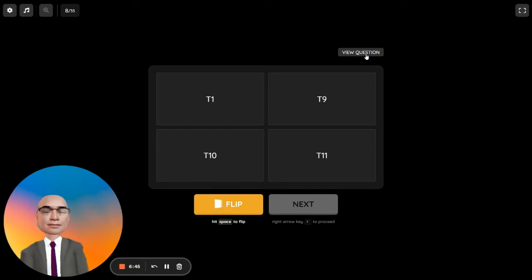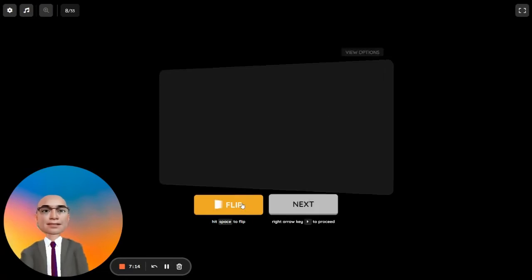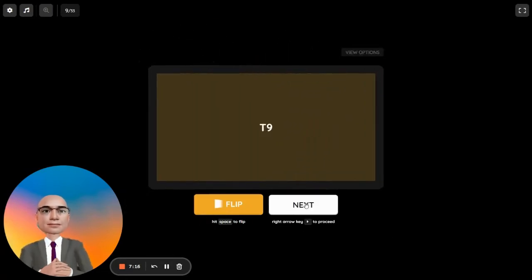Why not T1? Because T1 will again have a round or circular facet on the upper part and a demifacet for articulation of the second rib in the lower part, and also the spine of T1 will be horizontal, similar to the C7 vertebra. So correct answer for this question is T9.